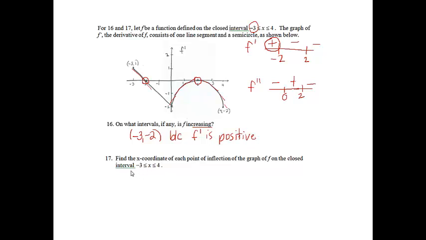All right, and then find the x-coordinate of each point of inflection. Points of inflection have to do with the second derivative, and points of inflection occur wherever f double prime changes sign. So I notice that at 0 and at 2, f double prime changes sign. So I'm going to say there would be points of inflection at x equals 0 and at x equals 2, and that would be because f double prime changes sign.